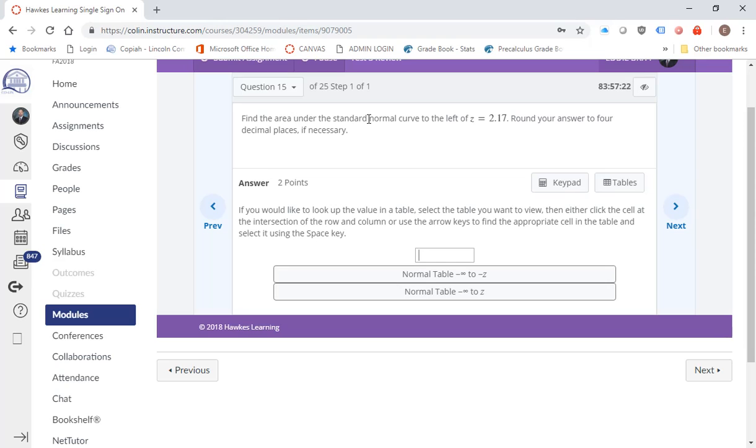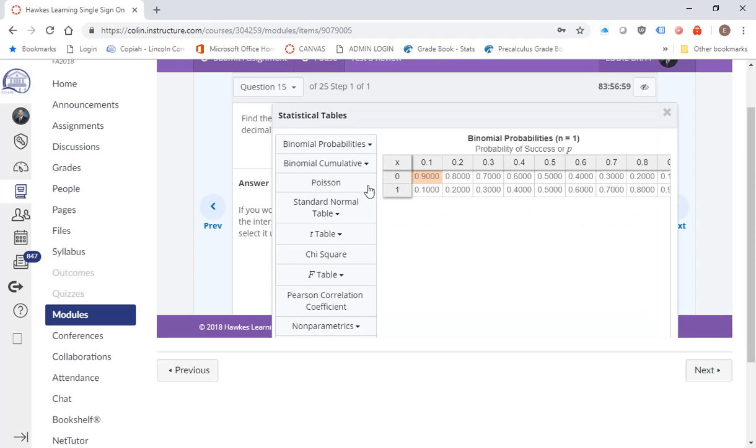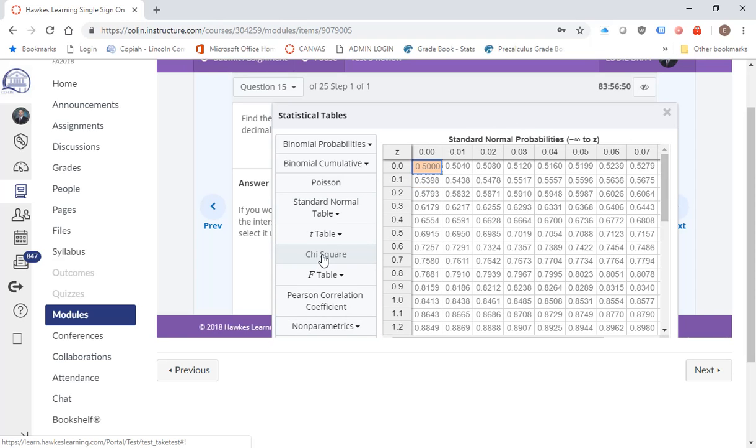Find the area under the curve of the standard normal curve to the left of z equals 2.17. Alright. So, to the left of 2.17. I know that it has these buttons down here. Those tables are also here. So, if you look at the standard normal table, you can pull those up here as well.